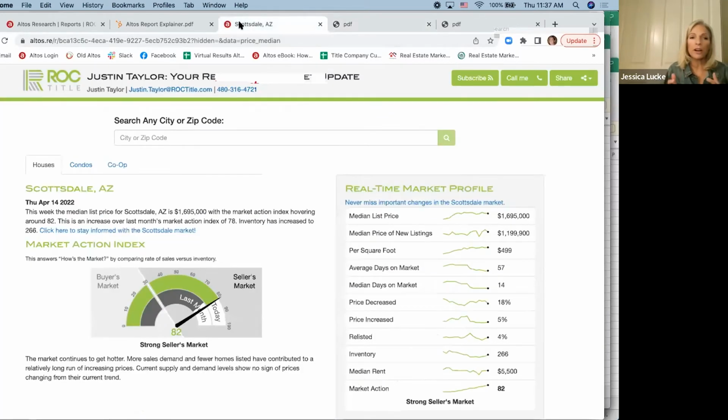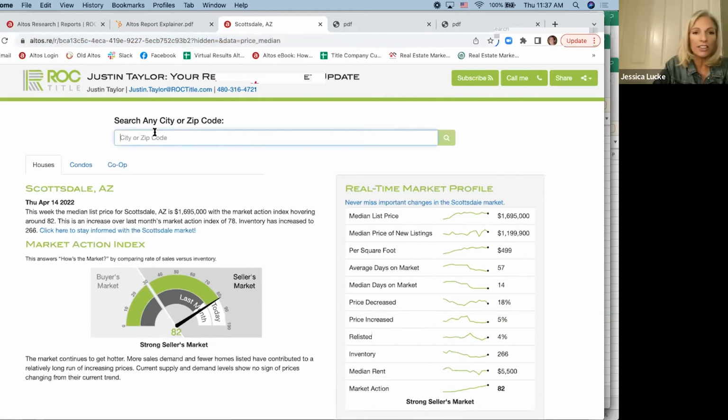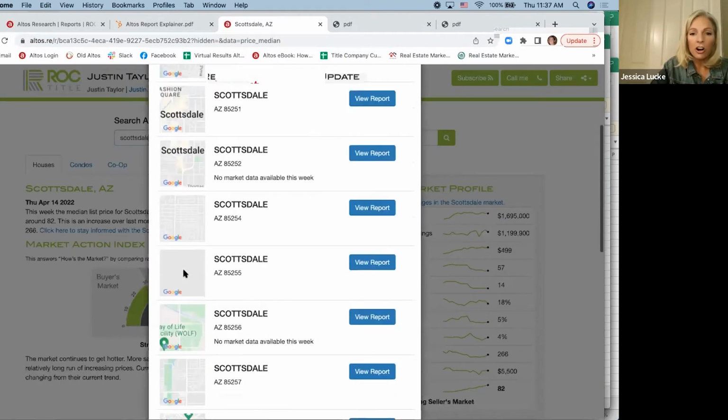So it's really great to be able to leverage all of those different areas. Each one of the reports that you receive has its own unique URL. So you can copy this, paste it in an email, send it off to your clients. If that's how you choose to share it, that's fine, okay? You've got this great search functionality. So what if you're sitting with your client, you're talking about Scottsdale, and then they say, well, what about zip code such and such? Okay, so we go ahead and hit search, and then here are all the zip codes.